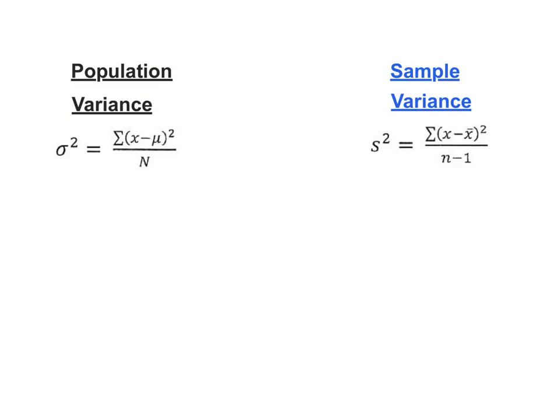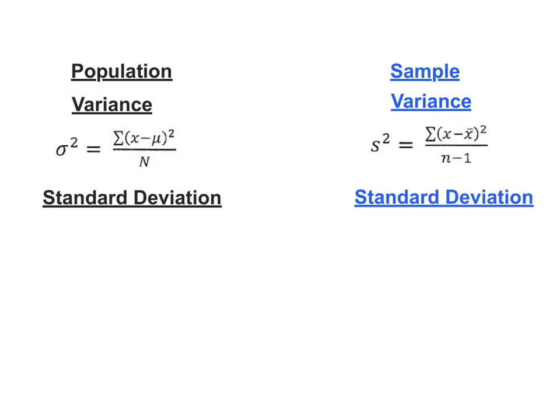So n is the number of numbers in the data set. The capital N would be all the numbers in the population. Lowercase n is the number of numbers in the sample data set, and you just subtract 1. Again, I just wanted to show you where this comes from. You're subtracting the mean from each value, squaring it so that it's always a positive number, and then you add those all up.